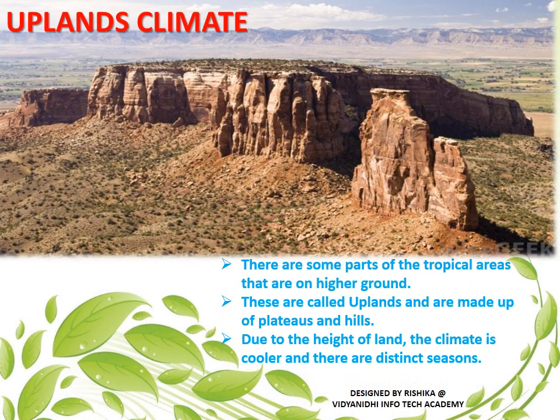Uplands climate. There are some parts of the tropical areas that are on higher ground. These are called uplands and are made up of plateau and hills. Due to the height of land, the climate is cooler and there are distinct seasons.